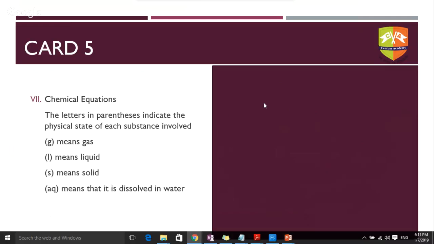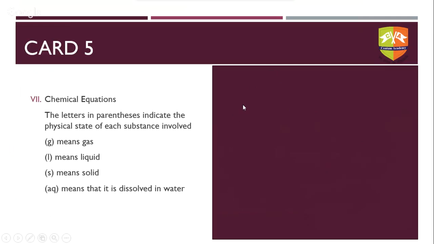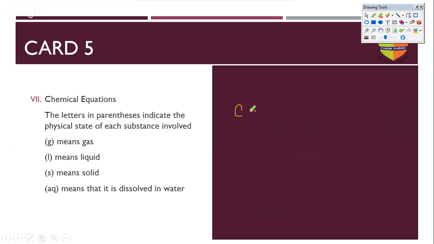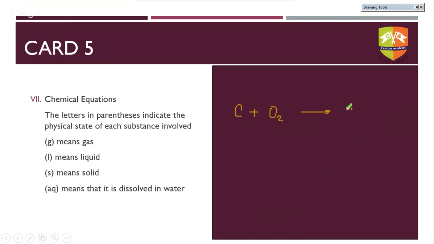Having said this, I'm going to take an example: carbon plus oxygen, O2, gives CO2. A very simple equation that we are going to look at today. For carbon, we end up writing an S. For oxygen, we write a G, and for CO2 also we write a G. This technically means that carbon is in a solid state, oxygen is in a gaseous state, and carbon dioxide is also in a gaseous state.